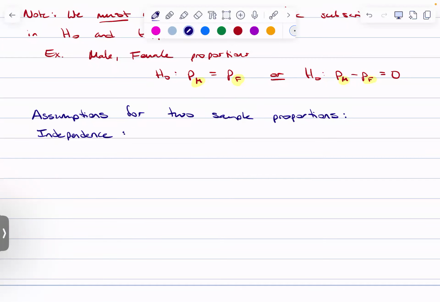we build it out, right? Each sample needs to be randomly selected, right? So that we can assume that observations in each sample are independent of each other. Okay. So each sample is randomly selected. Okay.